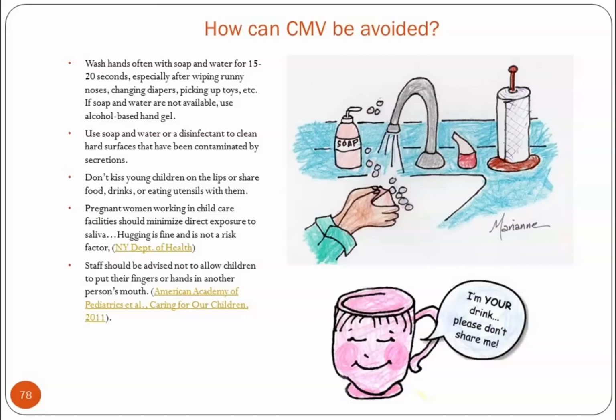How can CMV be avoided? Wash hands often with soap and water for 15 to 20 seconds, especially after wiping runny noses, changing diapers, picking up toys, etc. If soap and water are not available, use alcohol-based hand gel. Use soap and water or a disinfectant to clean hard surfaces that have been contaminated by secretions. Don't kiss young children on the lips or share food, drinks, or eating utensils with them.